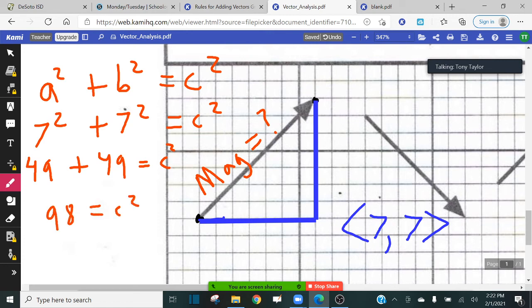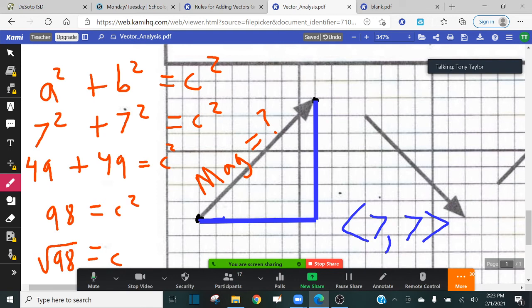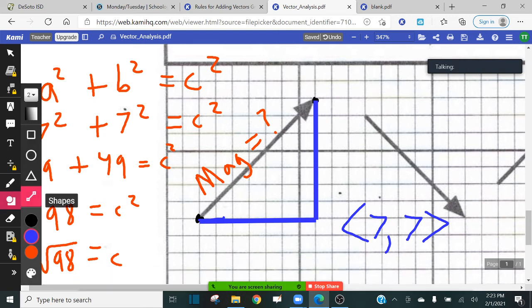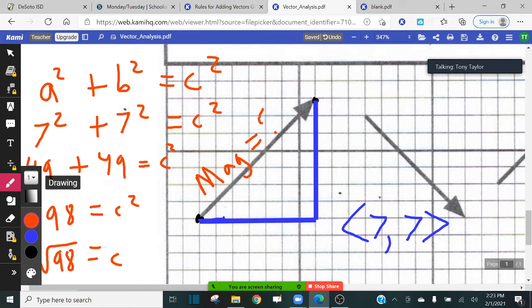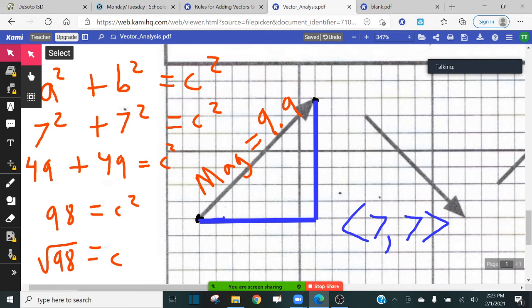And guys, how do I get rid of the squared? Anyone? Square root. Yep. So the square root of 98. Okay, that gives me 9.9. So the magnitude of this vector is 9.9 units long. Okay. Makes sense?